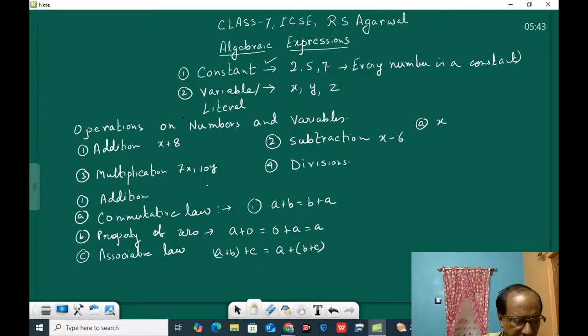This is multiplication. In multiplication also we have rules, that is the commutative rule.